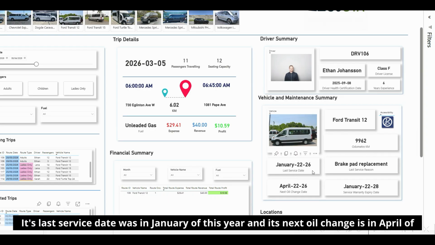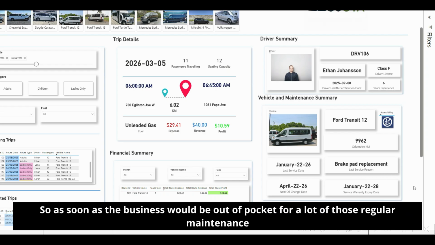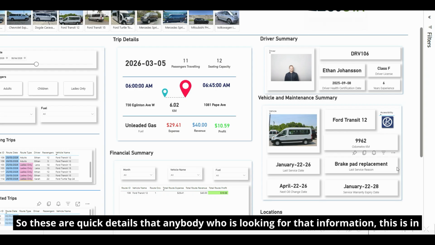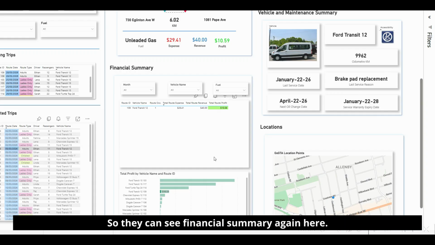Its last service date was in January of this year, and its next oil change is April 26th, so that would have already happened. And the service warranty expiry date, after which the business would be out of pocket for a lot of those regular maintenance trips, is in approximately 2 years. And the last reason it went to be serviced was a brake pad replacement. So these are quick details for anybody looking for that information, and this is in the past. They can see the financial summary again here.